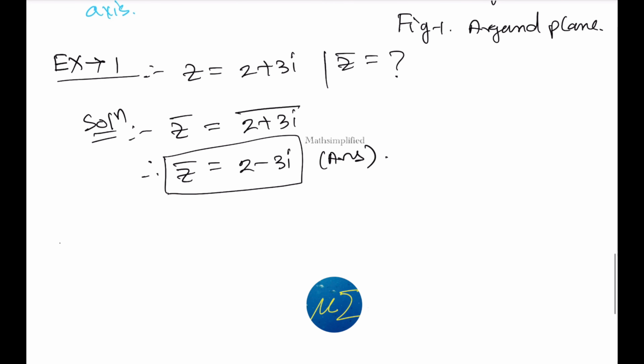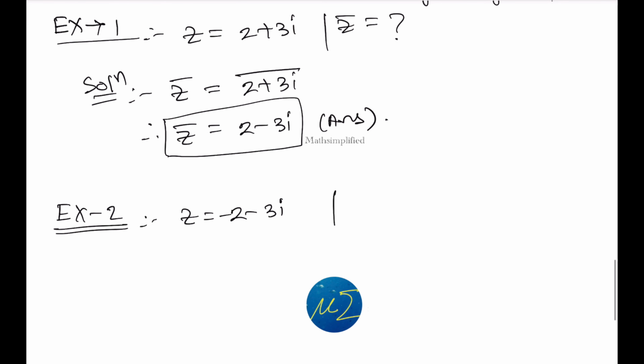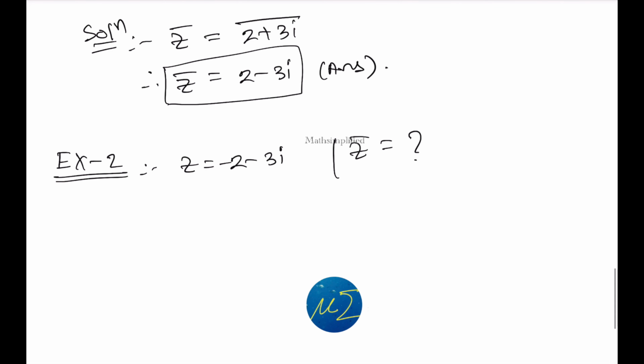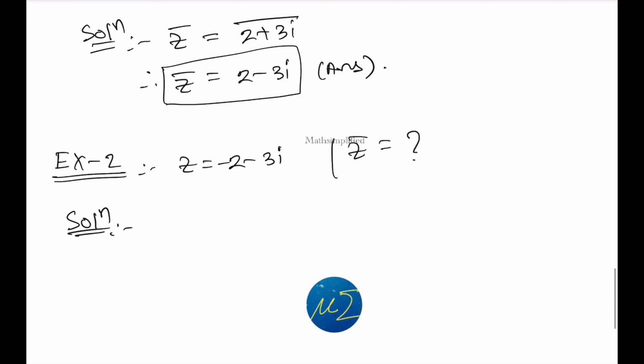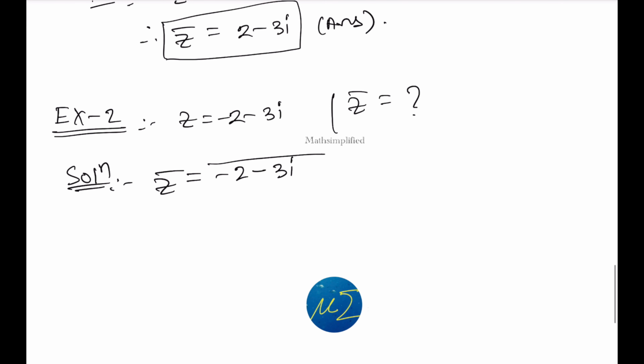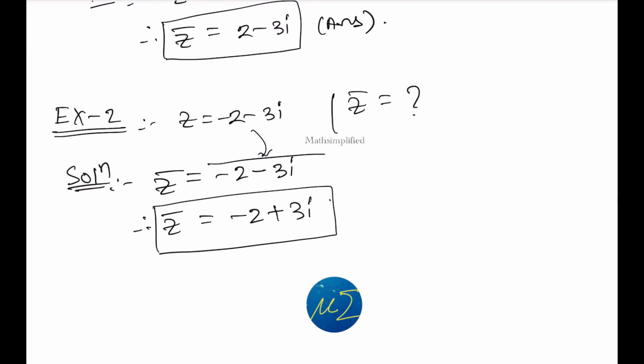Now I am showing you another example. Say the complex number z equals minus 2 minus 3i. Now calculate its conjugate value. So our solution will be z bar equals the conjugate of minus 2 minus 3i. Only the middle sign is changed. Therefore the conjugate of this complex number is z bar equals minus 2 plus 3i. This is our final answer. So this portion is clear.